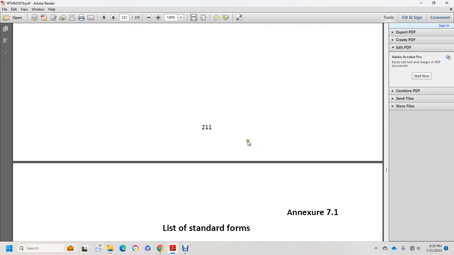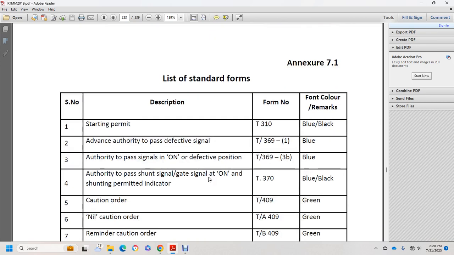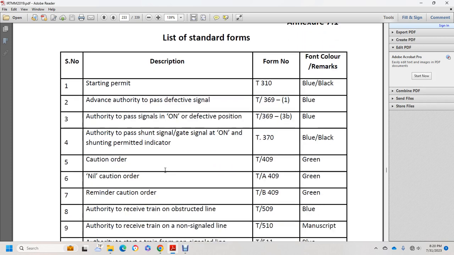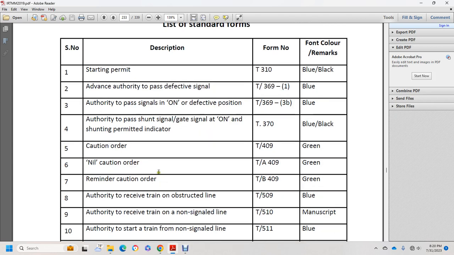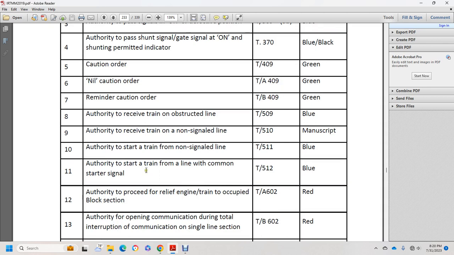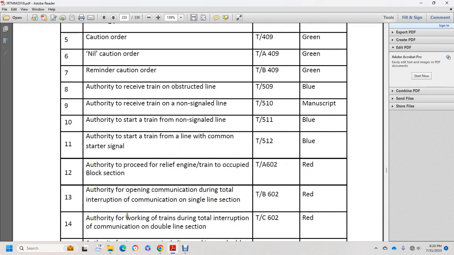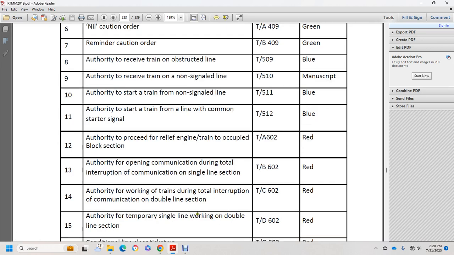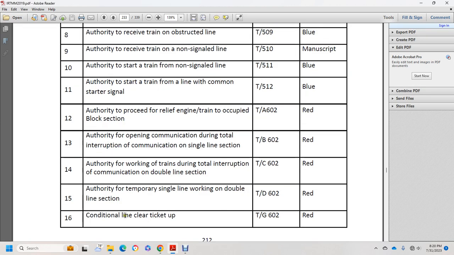Annexure 7.1 lists standard forms: starting permanent authority, defective signal authority passing on, defective position authority passing, shunt signal on, shutting permanent indicators, caution indicator, nil caution indicator, order, minor caution order, authority to receive train on instructed line, authority to receive train on non-signal line, authority to start train on non-signal line, authority to start a train for the line with a common start train signal, authority to proceed relief engine train to occupied block section, authority to open communication during total interruption of communication on single line section, authority for working of trains during total interruption of communication on double line section, authority temporary single line working on double line section, conditional line clear.